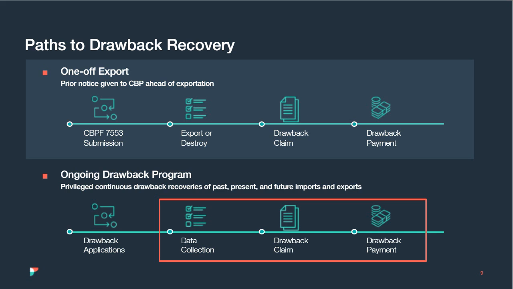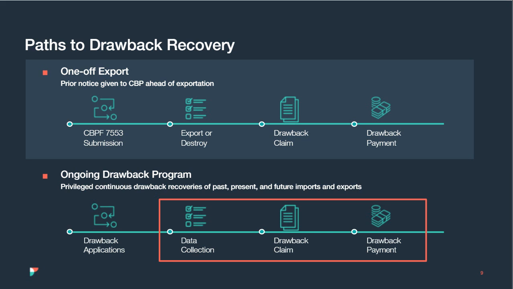And then the third piece, which is the most interesting piece and the one that everybody cares about, is accelerated payment. And the reason that we all care about that is because you don't want to go through the process of preparing drawback claims and submissions and have to wait a year like you do for one-off exports. So you'll get paid under the accelerated payment privilege within 4 to 6 weeks from the day that we submit the drawback claim.